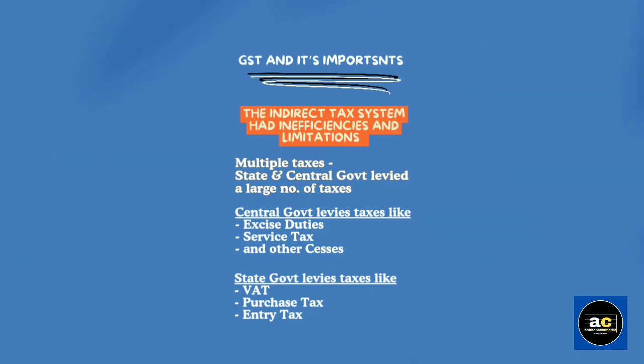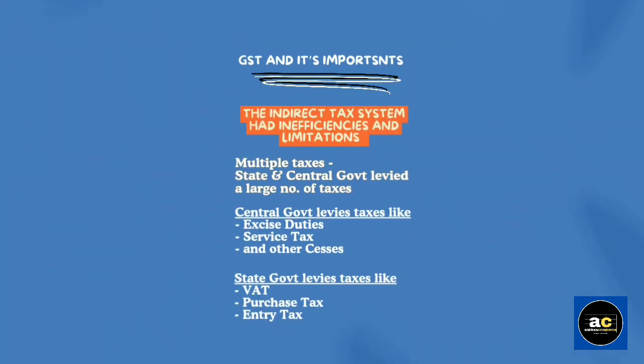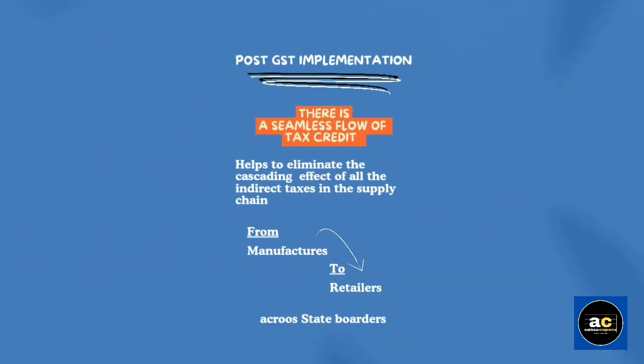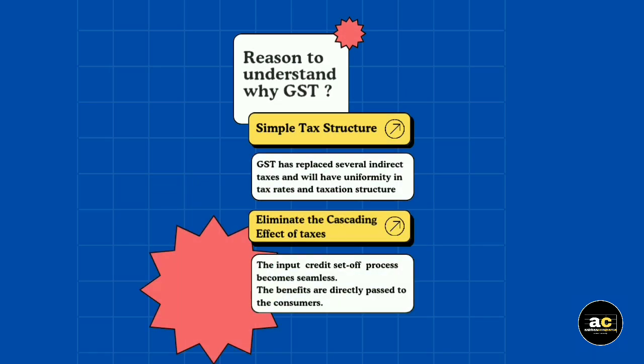The first point is the importance of GST. GST replaces multiple indirect taxes, making taxation simpler and business friendly. Right. Now the point is the cascading effect. Earlier, taxes were charged on top of taxes. GST removes the burden, reducing the cost.